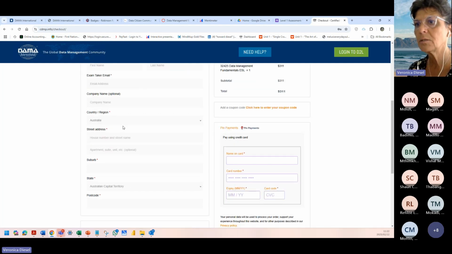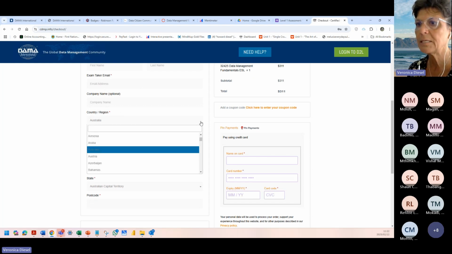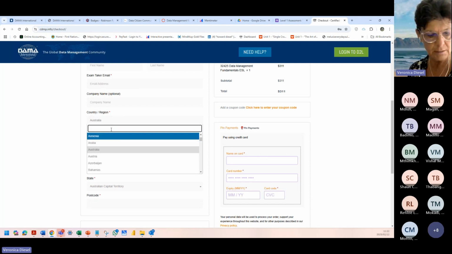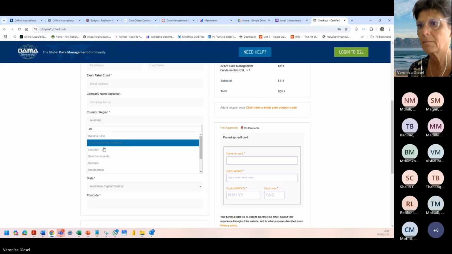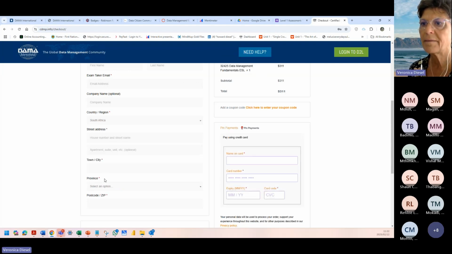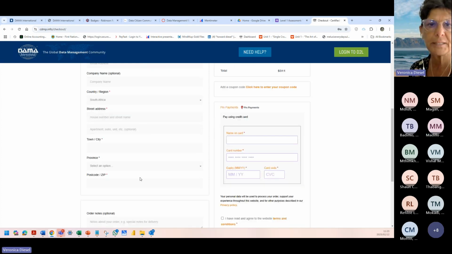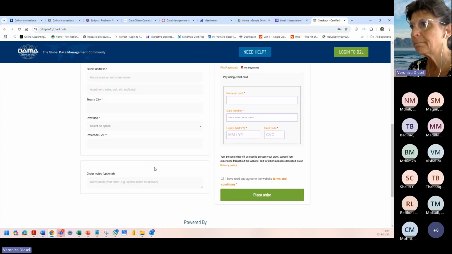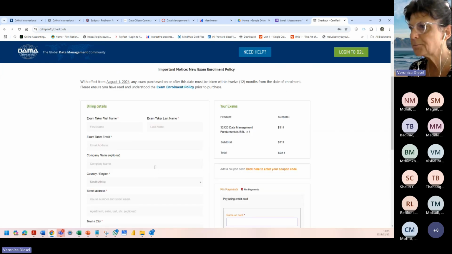Company name is optional. Country or region, obviously we're going to have to find South Africa here. And this, I'm not sure why they insist on collecting. This is a bit too personal for my liking, but it's compulsory, so you have to put it in. If you put in rubbish, they won't know. And that's it.